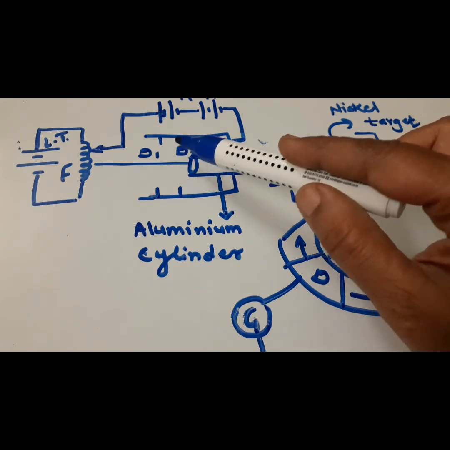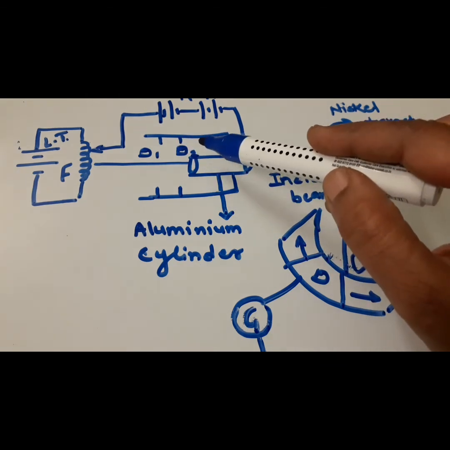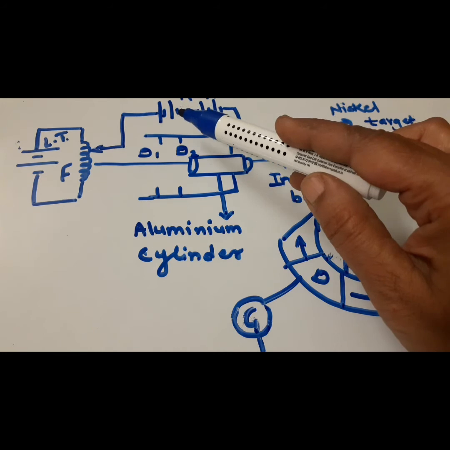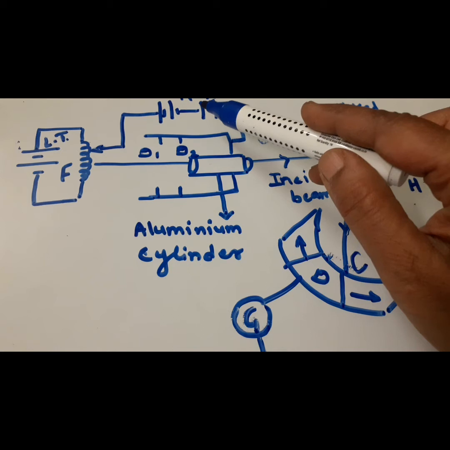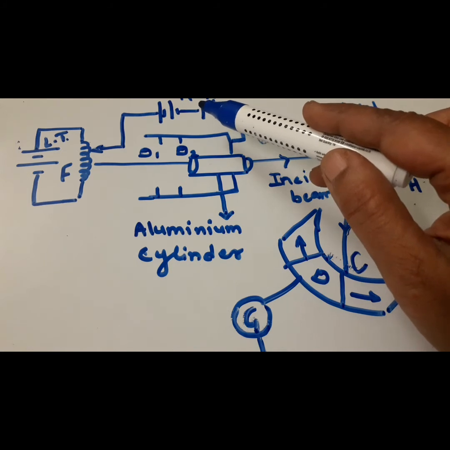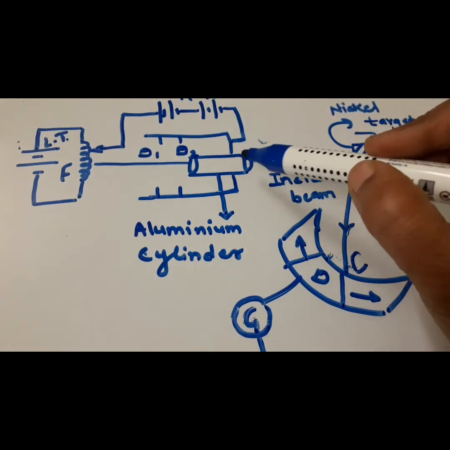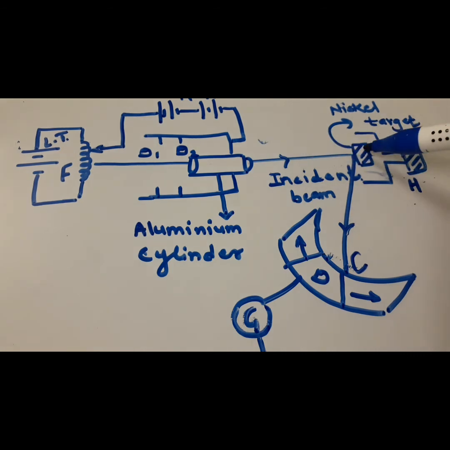The electrons are accelerated by passing them through an aluminum cylinder across which a high potential or high tension is applied. This electron beam is allowed to be incident on a nickel crystal, which is also called the nickel target. The crystal can be rotated by using the handle H about the axis parallel to the incident beam.